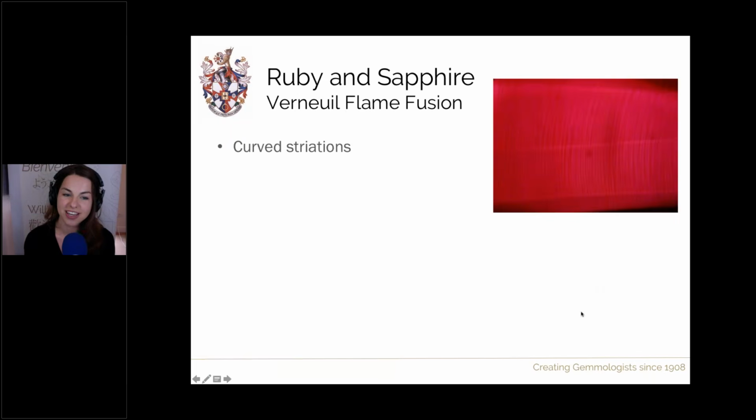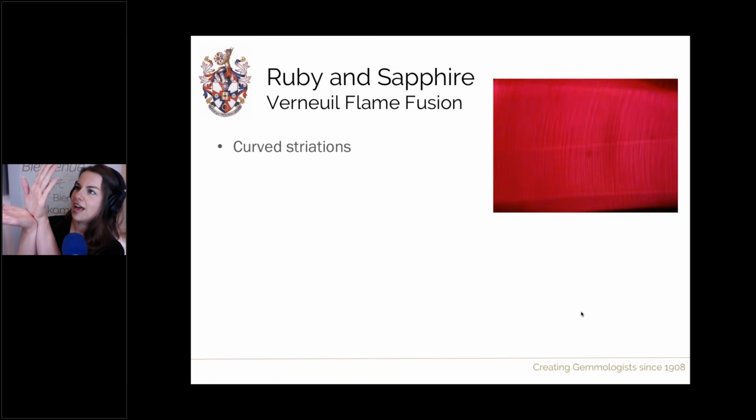When it comes to identifying our Verneuil flame fusion rubies and sapphires, the main feature we're looking for is curved striations. Curved striations are a directional feature within the gemstone. You will not see it from all angles, and it is best seen with transmitted light. So you need the lights to light up those facets that you're focusing on. I find it best to have my light up high, like my desk lights right here, and I'll have the gemstone here, and I'm looking at the pavilion, parallel to the side pavilion facet.